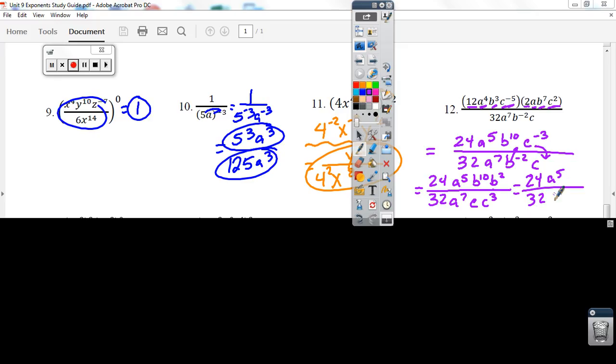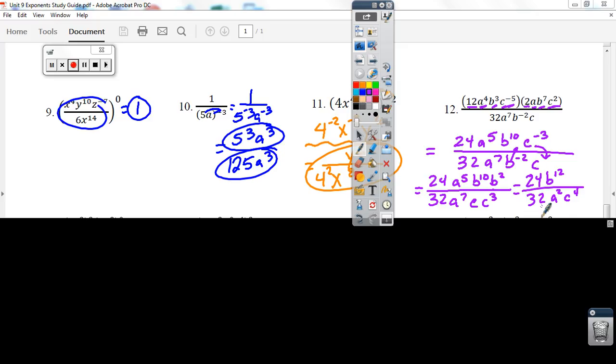A to the 5th over a to the 7th, which I'll deal with right now. Are there more a's on top or bottom? There are more a's on bottom by 2. I'll make that a 2, and these are gone. B to the 10th times b to the 2nd is b to the 12th, and c times c to the 3rd is c to the 4th.